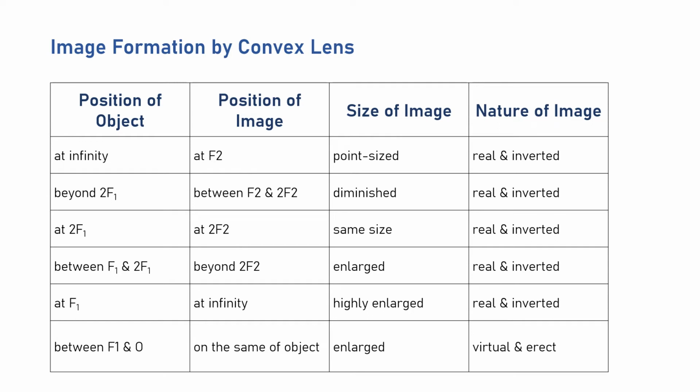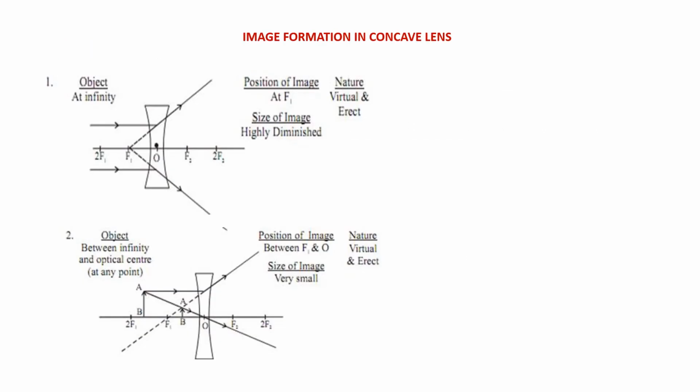This is the table that you are supposed to draw in your copy with the ray diagram. See the image formation in concave lenses. There are only two diagrams of image formation in concave lenses. This image formation of concave lens is similar to the image that we formed in convex mirror. Okay, right. Now shall we start with the first?